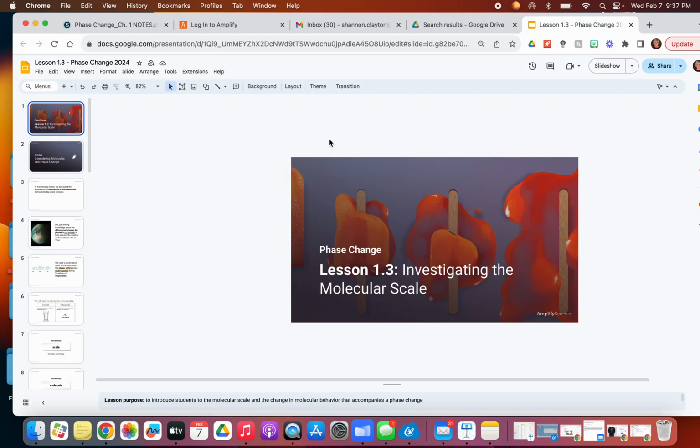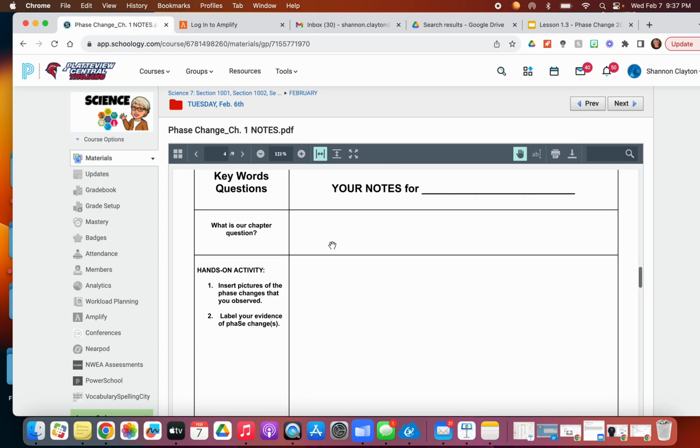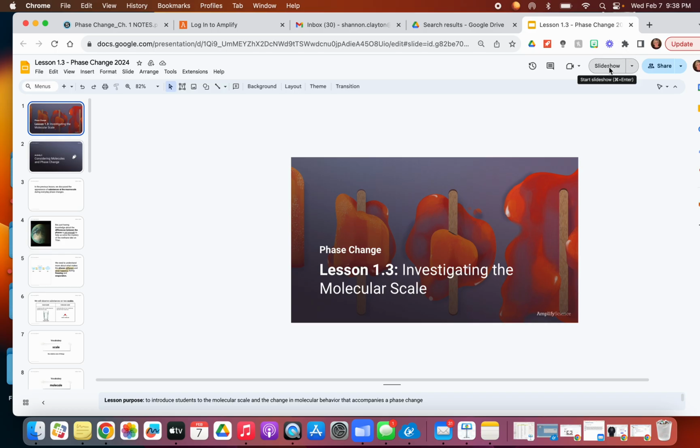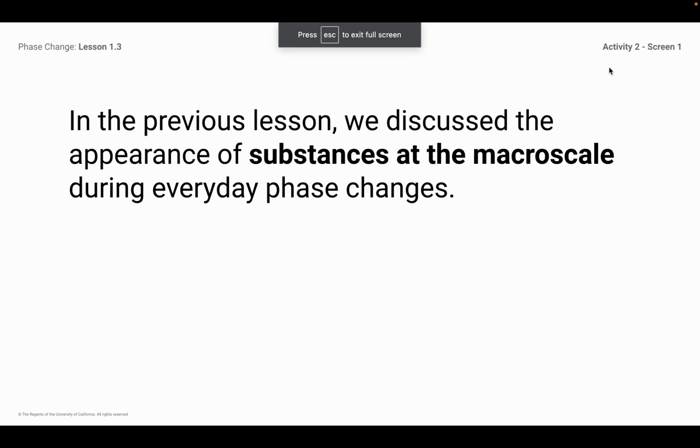And I'm going to go ahead and continue with the slideshow. You guys will just work your way down in your notes. The next activity was a hands-on activity that we did with the kids, and I'll explain what I want you guys to do with that here in just a second. Okay, so we skipped activity number 1, the bell ringer, the warm-up activity, and we're just going to jump right in.